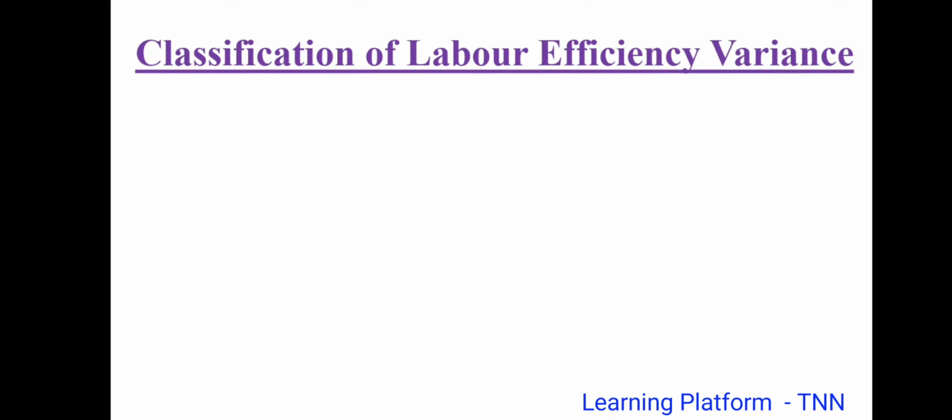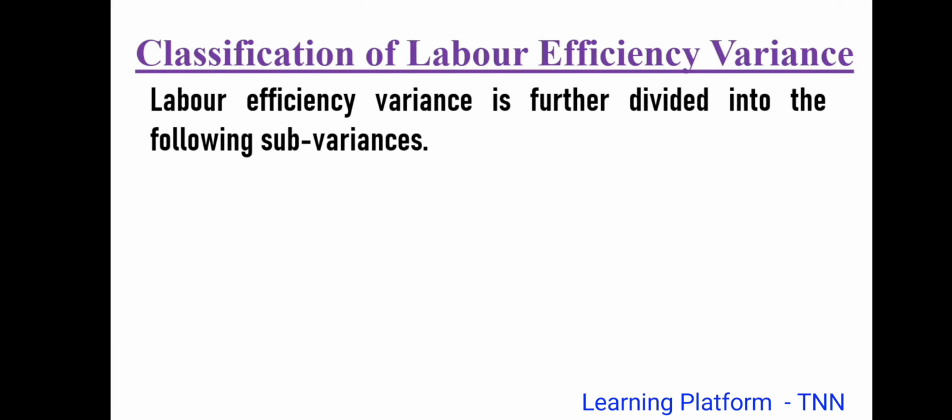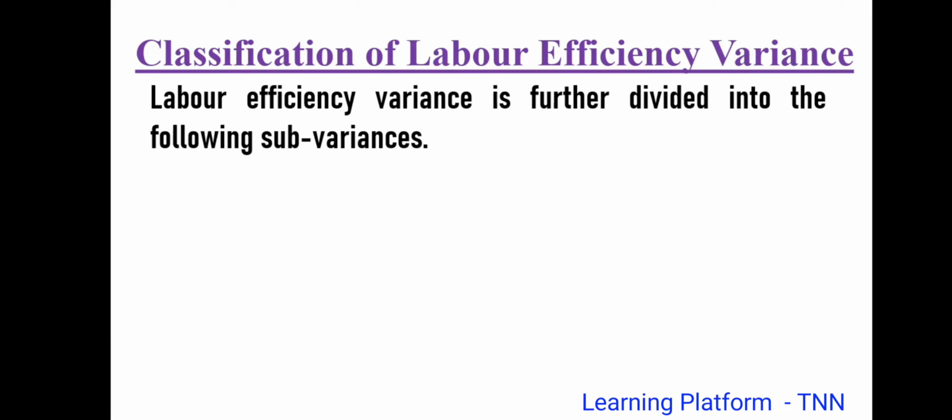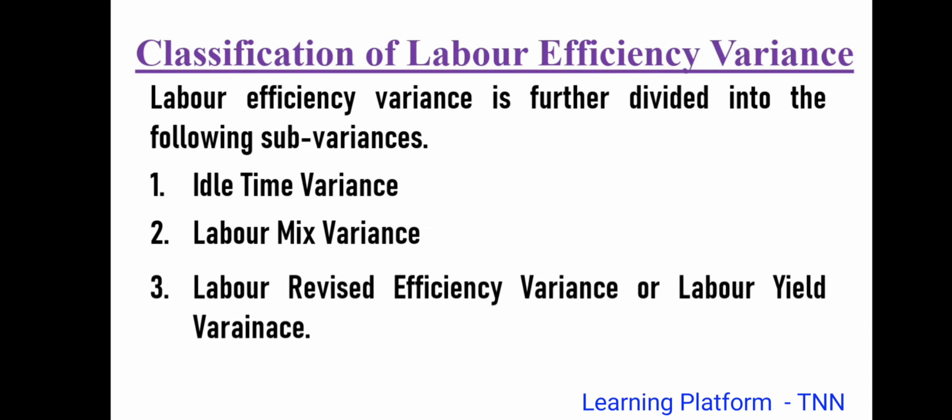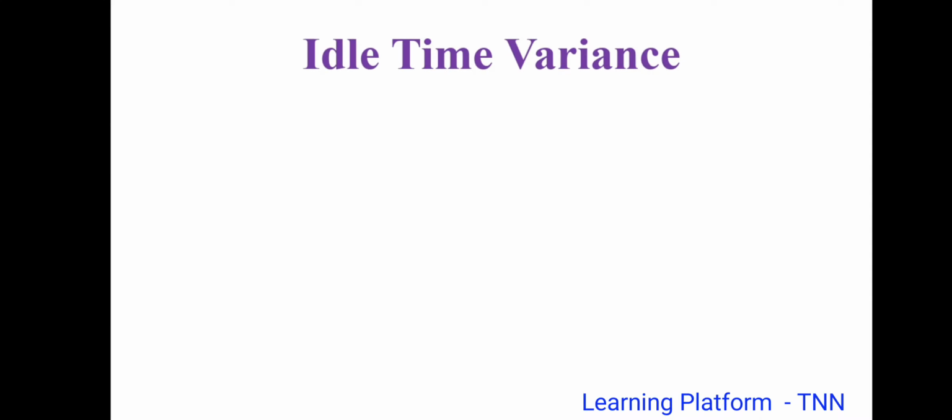This labor efficiency variance is classified into sub-variances. Those sub-variances are idle time variance, labor mix variance, and labor revised efficiency variance or labor yield variance. Then we'll go into detail on each separately.